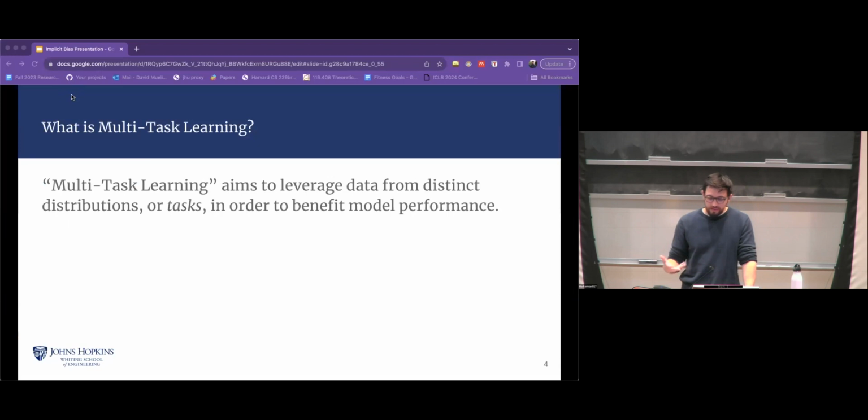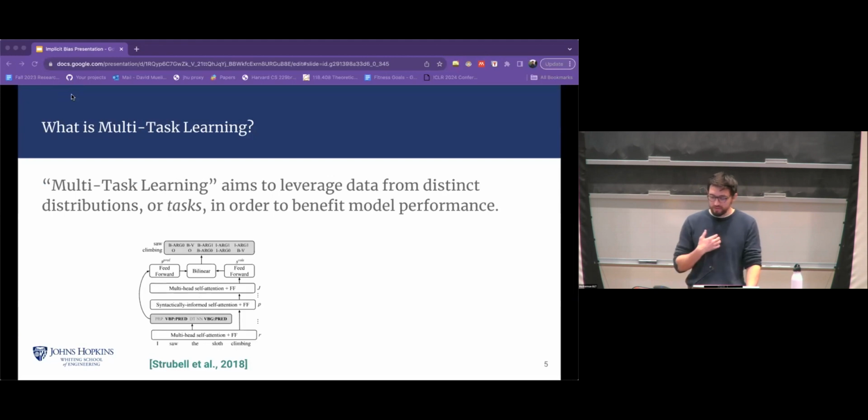So at face value, the term multitask learning is extremely broad. I like to think of it generally as leveraging data from distinct distributions in order to benefit performance. But this is, again, very broad, very underspecified, right? We could think of lots of ways to think about multitask learning. My first introduction to multitask learning was at EMNLP 2018, my first conference ever, where LISA by Emma Strubell et al. won Best Paper Award.